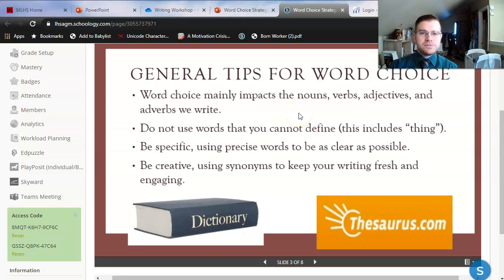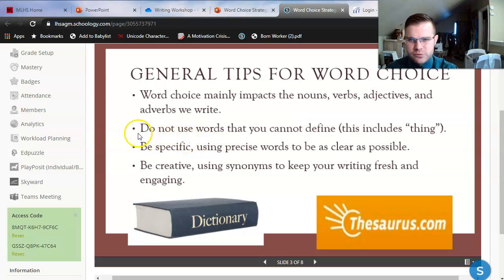The other 4 parts of speech are pronouns. There's a limited number of those. Prepositions, there's only about 50 of those. Conjunctions, there's a couple dozen of those. And interjections, which are not all that great for formal writing anyway, so we'll ignore those for now. So those other parts of speech are more grammatical, and we'll focus on those later this semester.